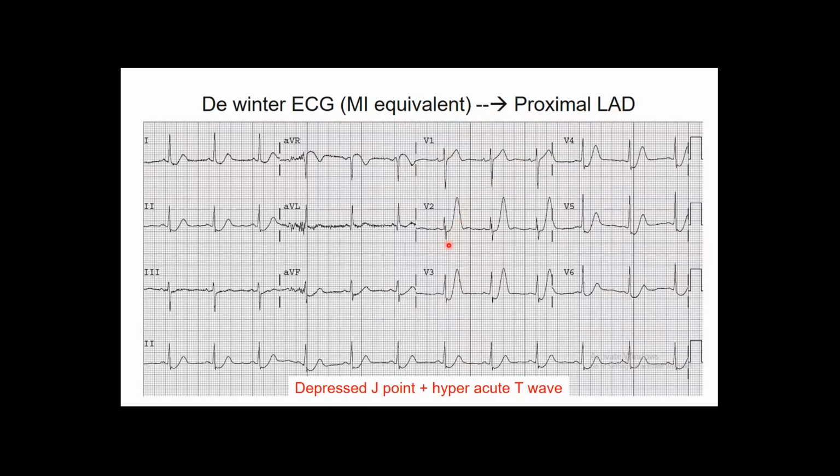The Winter sign is defined by the J point, or the terminal part of the QRS complex, being depressed, followed by a hyperacute T wave, like this T wave more than 2 large squares. The presence of the J point depression and hyperacute T wave on the precordial chest leads denotes proximal left anterior descending artery ischemia, and this mandates a rapid invasive pathway of management, as seen here.